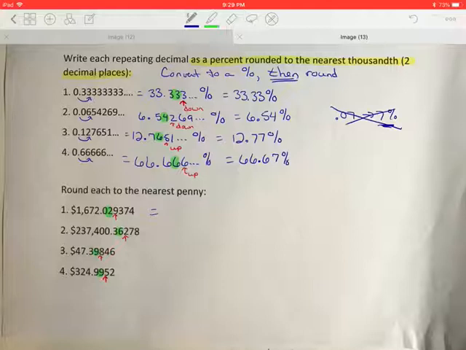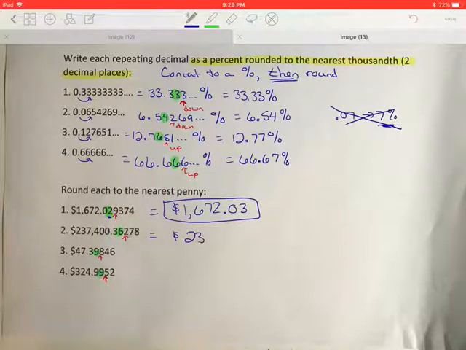All right, so I'm still going to have $1,672, but when I get down to the 2, the 9 tells me to round it up, so that rounds up to 0.03. Okay, so money is always going to be to the nearest penny. For number 2, I'm still going to have $237,400. I have 0.362. The 2 tells me to round this down, meaning it stays a 6, so 36 cents.